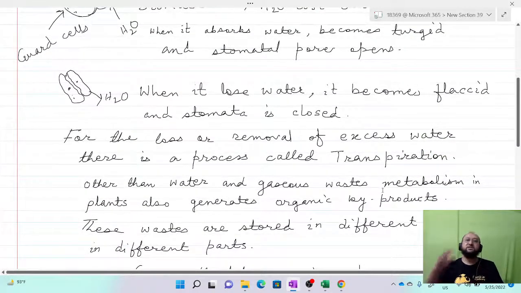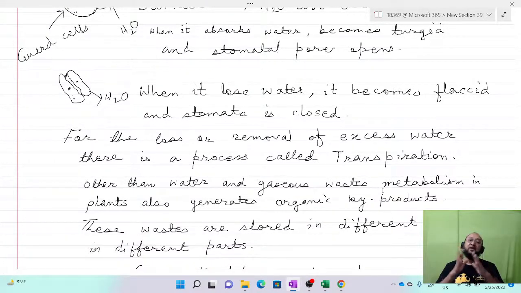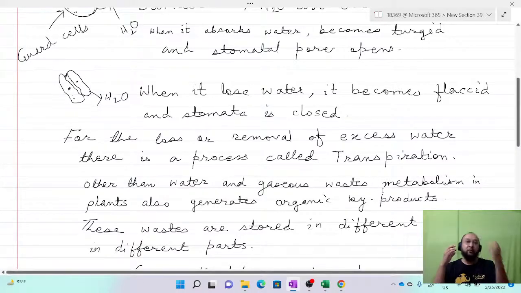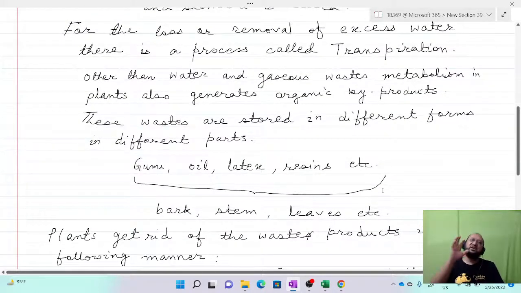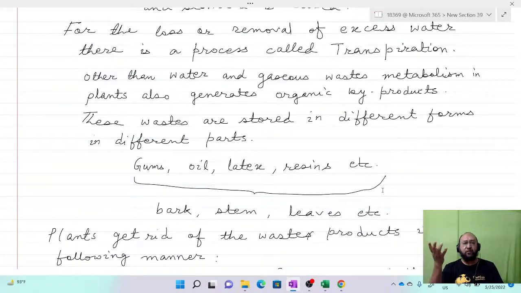For the removal of excess water, transpiration is the process by which plants are able to lose their excess water in the form of water vapor. Apart from the gaseous waste or this water, there are some other wastes also formed and produced during different reactions and metabolism that take place in the plant body. These can be organic waste, solid waste, or semi-solid waste like gums, oil, latex, resin, etc.